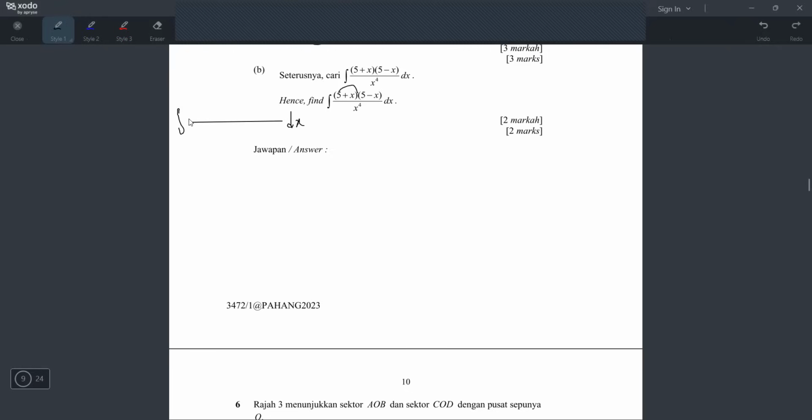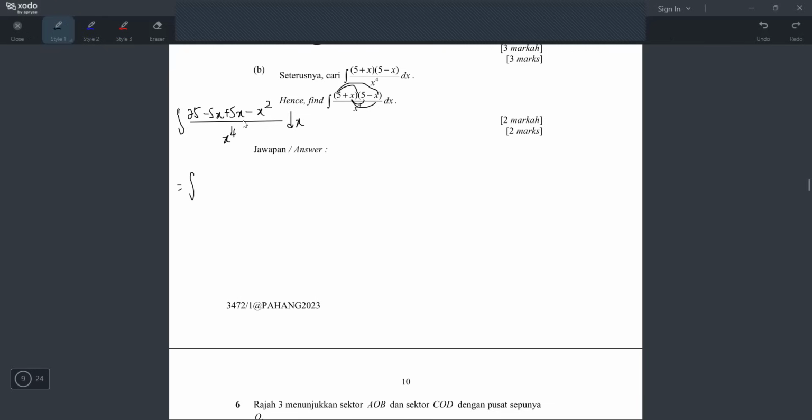5 times 5, 25. 5 times -x, -5x. X times 5, positive 5x plus, right? And then x times -x, -x squared. And the whole thing have to over with x power 4. And this symbol you have to write. This symbol, you only stop writing it when you start to integrate. Now you haven't started to integrate. You just try to simplify this.